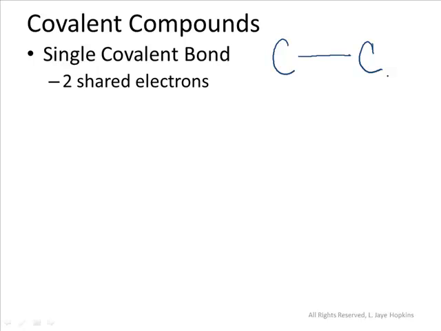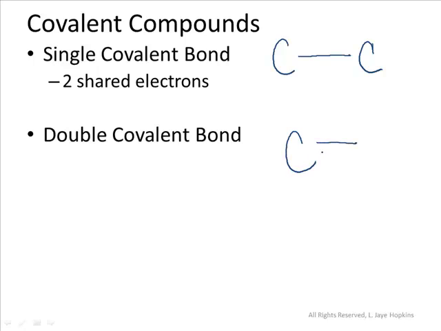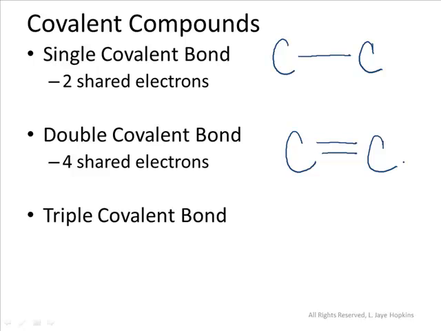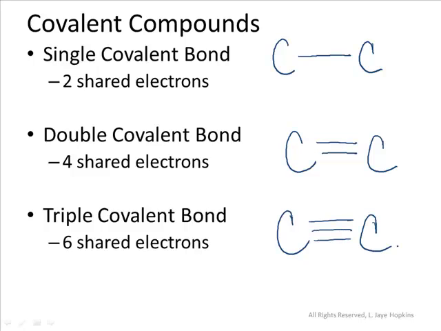In addition to single bonds, it's also possible to have double and triple covalent bonds. Double covalent bonds, which are represented by drawing 2 lines between 2 atoms, represent what happens when those atoms share 4 electrons. So drawing 2 lines on paper represents the sharing of 4 electrons in a double bond. And finally, the triple covalent bond, or just triple bond, represents the sharing of a total of 6 electrons between atoms.